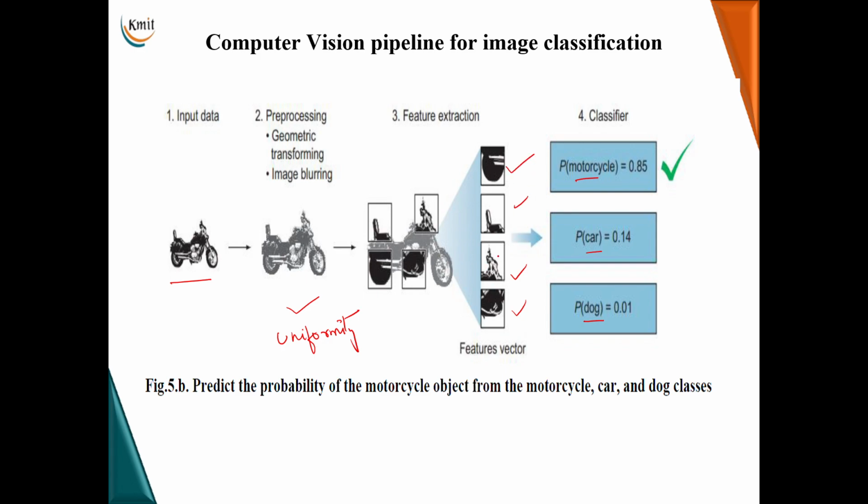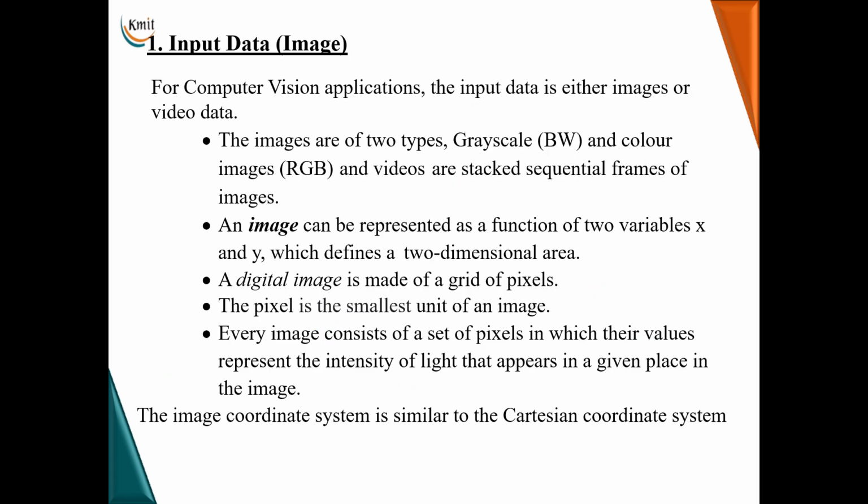Based on these extracted features, I will classify it as a motorcycle, car or dog. That is, I will find the probability of the predefined labels, and the probability here for motorcycle is more compared to that of car and dog. Hence, this given image is labeled under motorcycle. So one by one, we'll look into the steps. The first step is input data, which is nothing but an image.